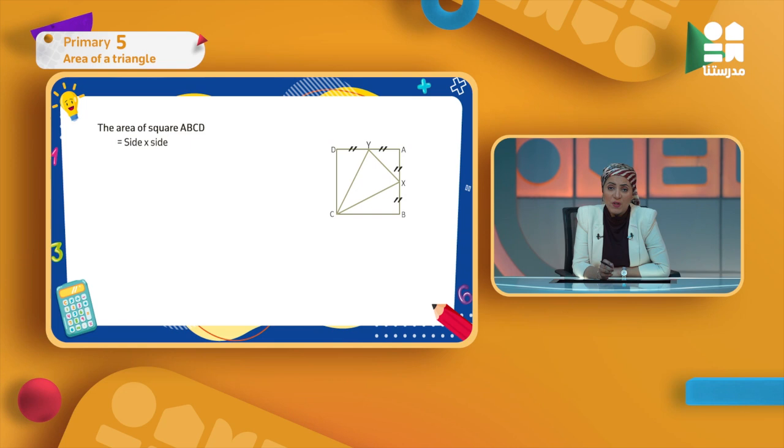Okay, now I will get the area of the whole square, and then I will subtract from it the area of the three triangles we have got to get the shaded triangle.